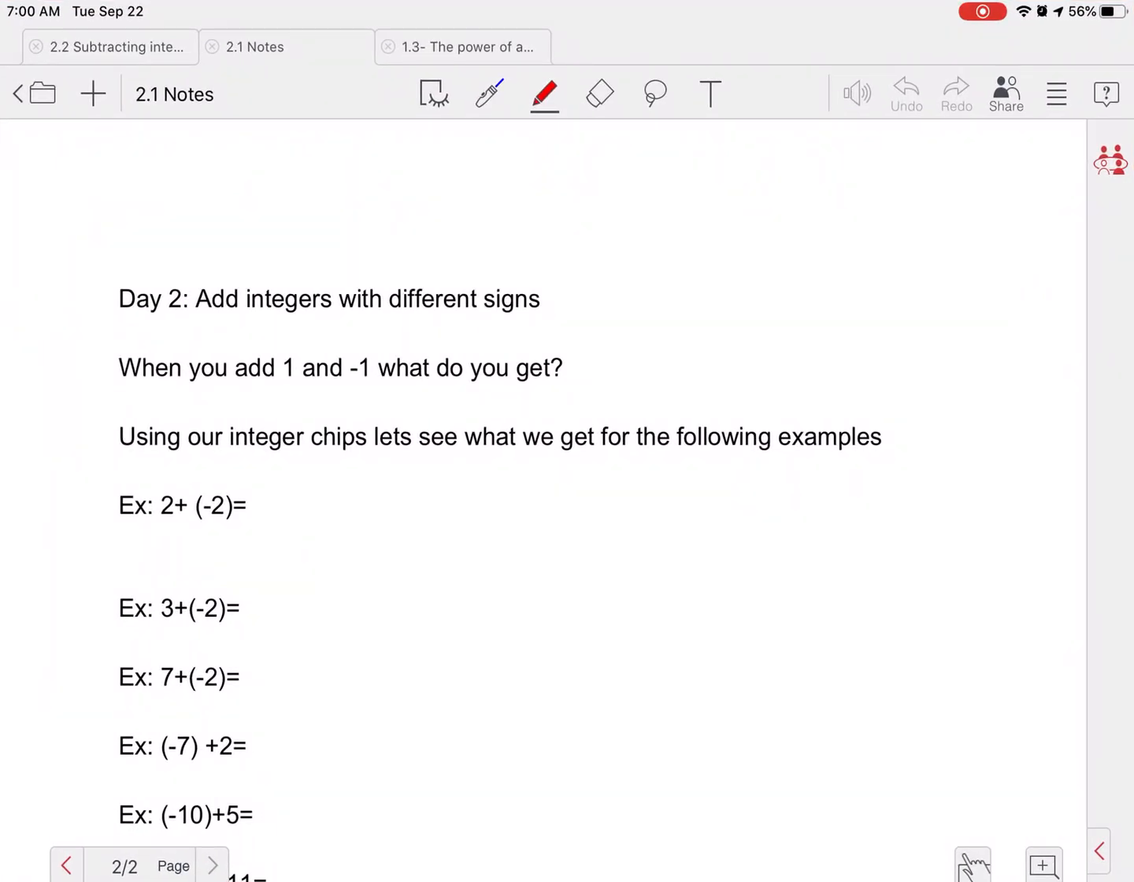If we're going to talk about adding with different signs, we need to first understand that if you add a 1 and a negative 1, you are going to get 0. Because if you think of it like I have $1 and then I spend $1, you have no dollars.